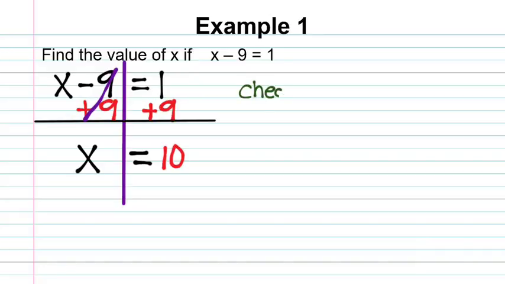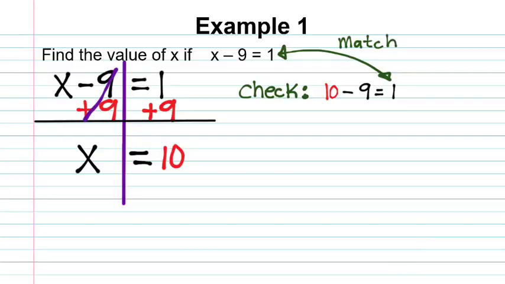So then we can go back through and check our work to make sure everything is right. I know that this value here, x, can be replaced with 10, and then 10 minus 9 is 1, so that means that they did definitely match. So our answer here is correct. That means x equals 10 is the solution.